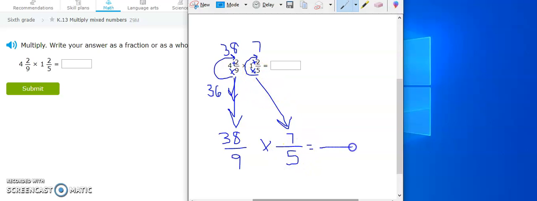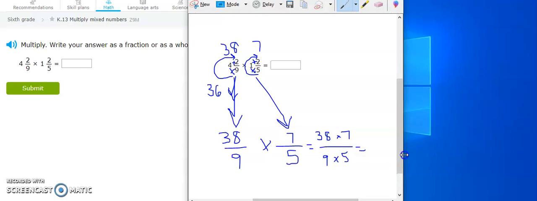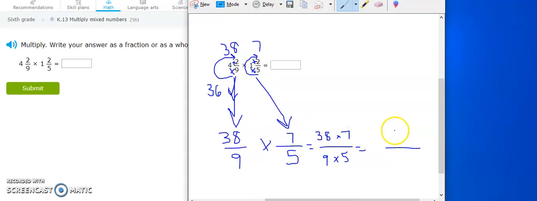All right, and now to solve for it, all I need to do is just multiply straight across. So 38 times 7, and then 9 times 5 is going to give me my answer. So when I figure that out, it's a little bigger. So 38 times 7 is 266. And then I know that 9 times 5 is just 45. I don't need to worry about simplifying it. This is perfectly fine to leave it in this way.